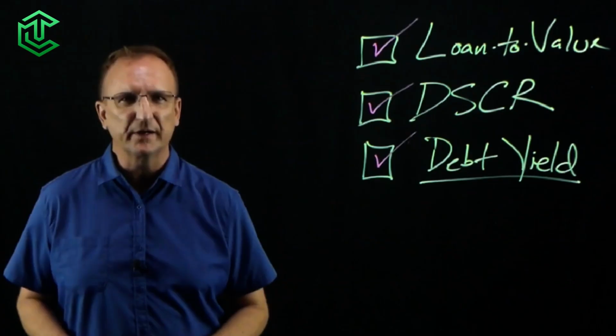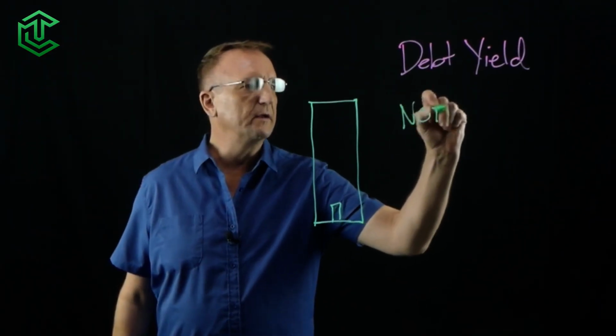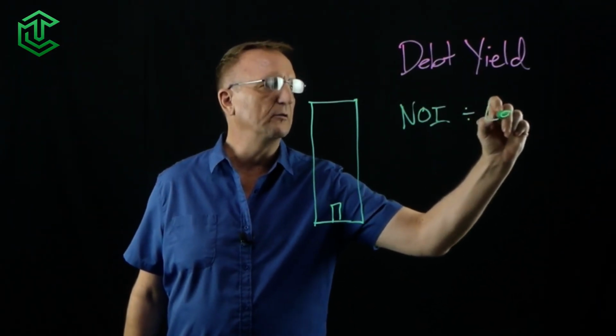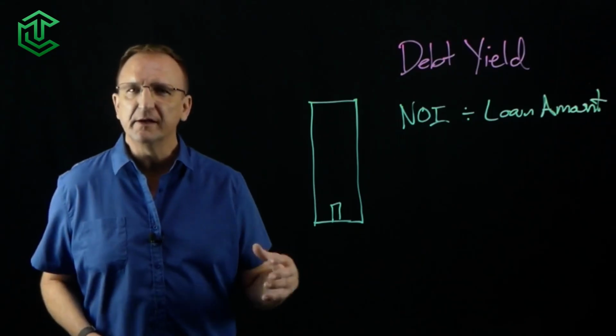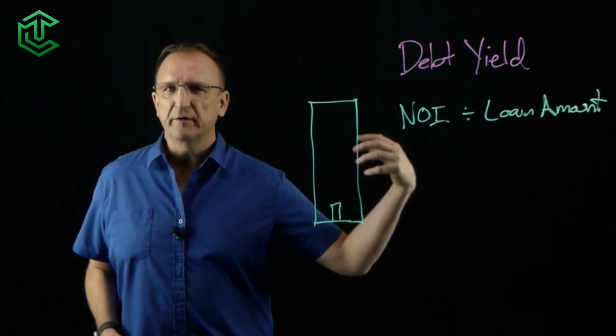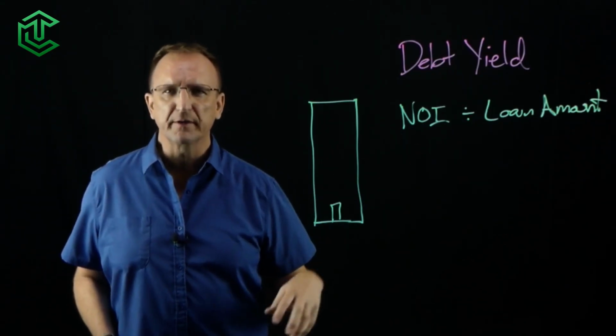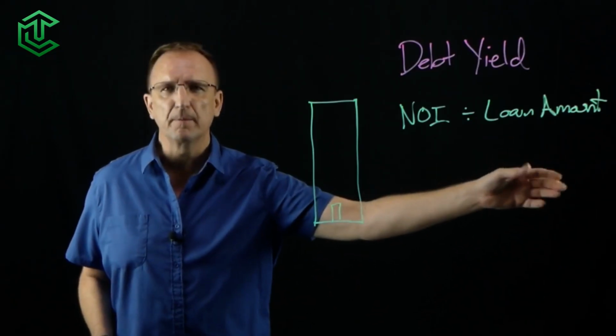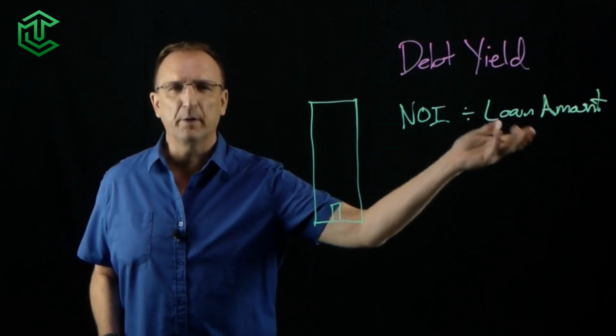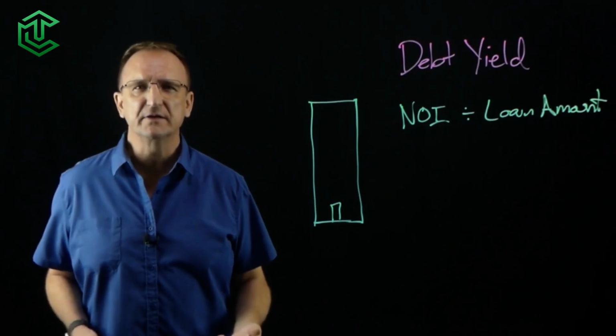Debt yield isn't complicated. It's the net operating income divided by the loan amount. Debt yield is effectively the lender's version of the cap rate. If the lender had to foreclose on the property, their cash outlay would be the loan amount. So the NOI divided by their outlay is their debt yield.